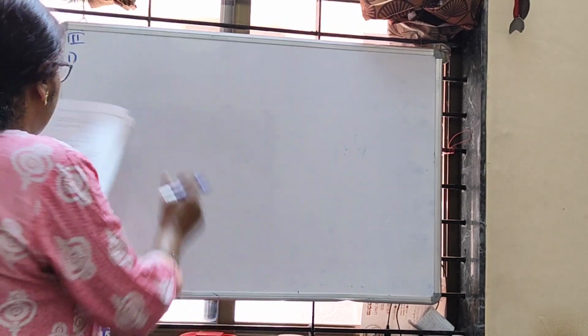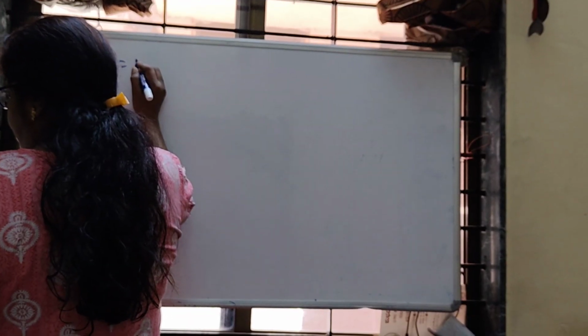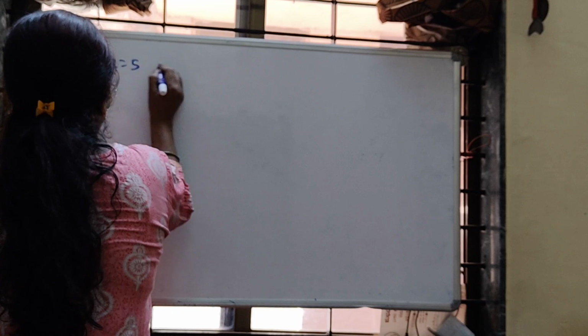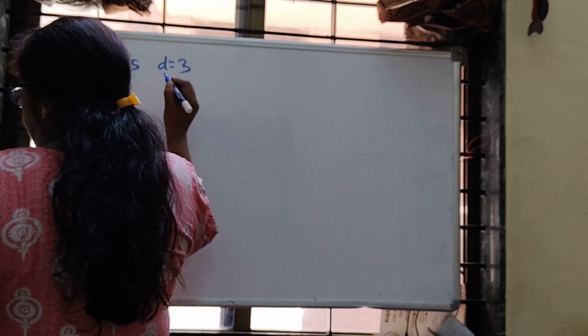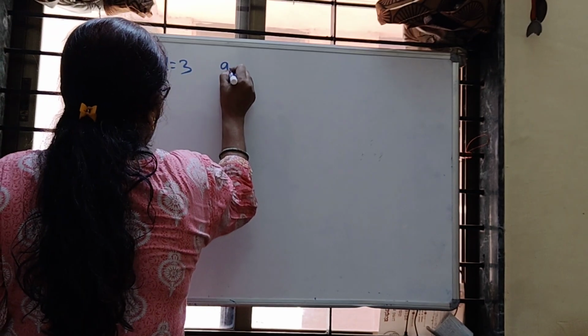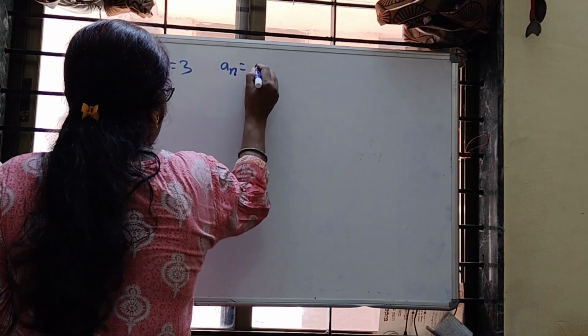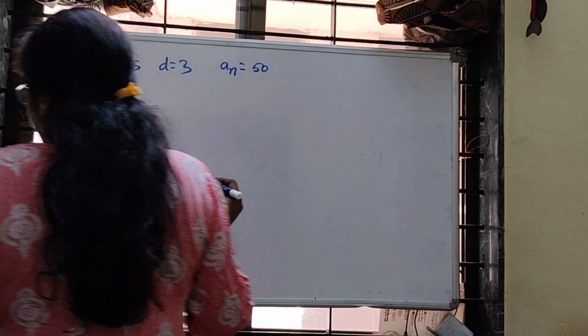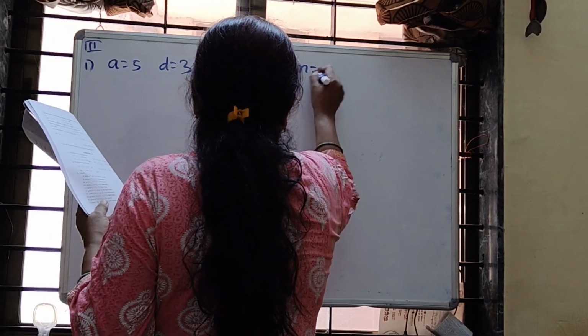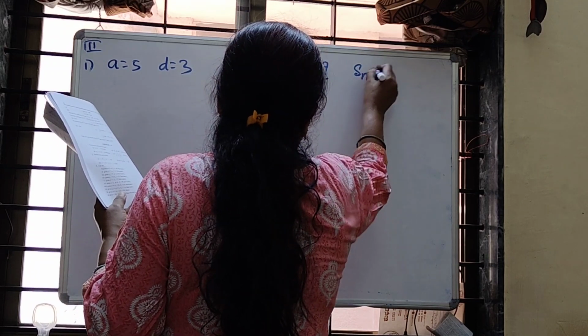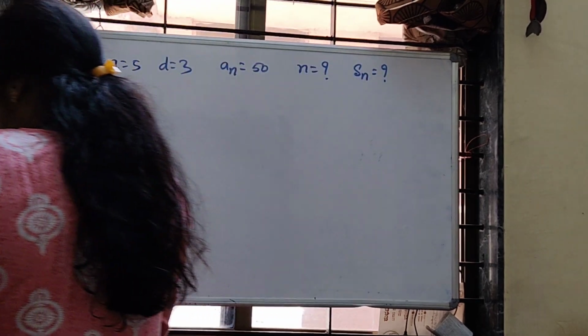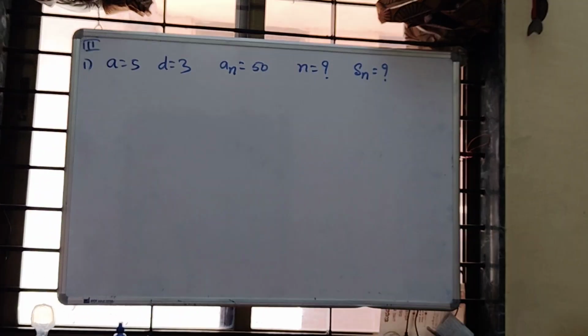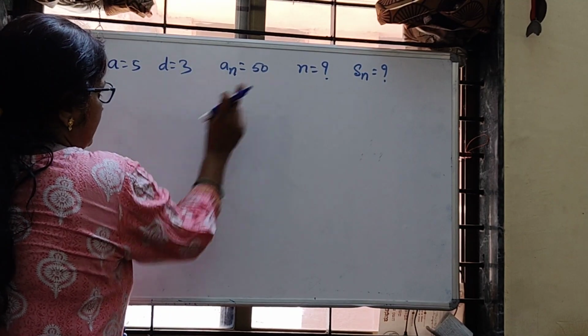So the first one is, they have given a is equal to 5, d is equal to 3, a direct question it is, an is equal to 50, and we need to find n and Sn. Same like the second main, children. This is almost the same like second main. We'll do it now. So directly all the things are given.